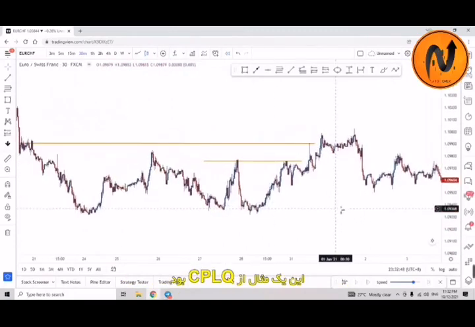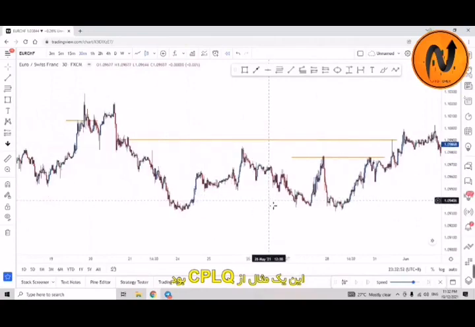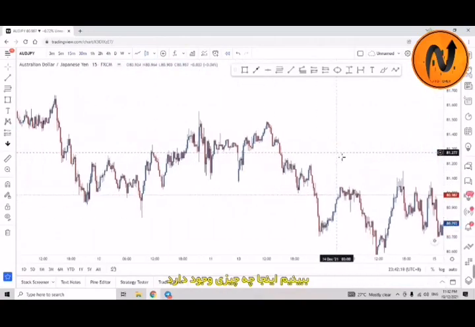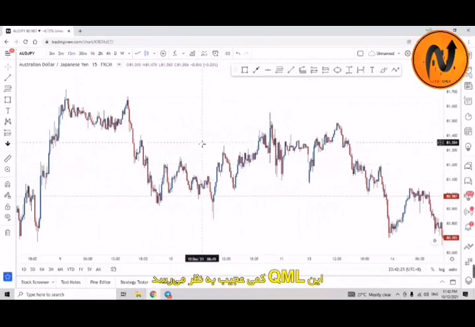So this is a kind of CPLQ, compression liquidity. All right, let's see what we have here. We have a different type of QML. This QML is a bit weird.